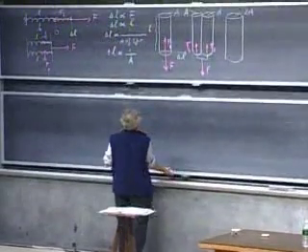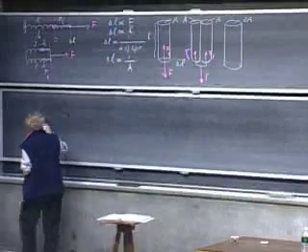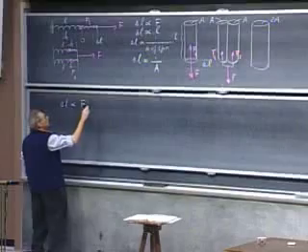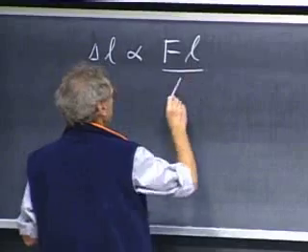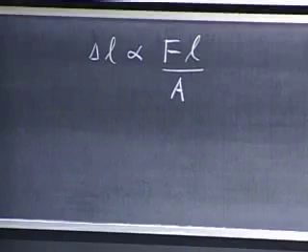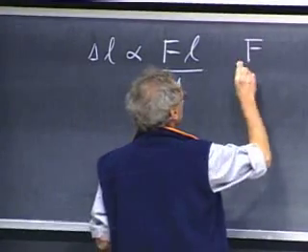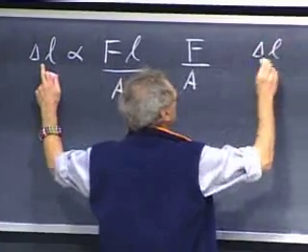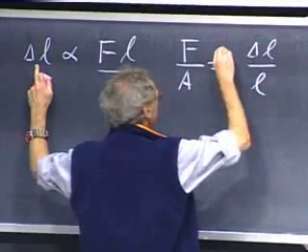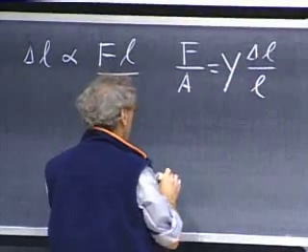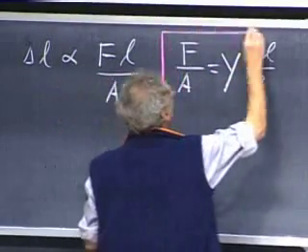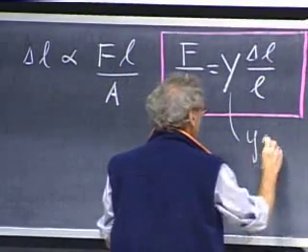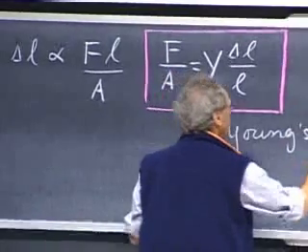So now we can make up the balance, and we can say, aha, delta L is proportional to the force, proportional to L, and inversely proportional to the cross-sectional area. So F divided by A is then proportional to delta L over L, and that proportionality constant we give a name, and that is capital Y, and that is called Young's modulus.